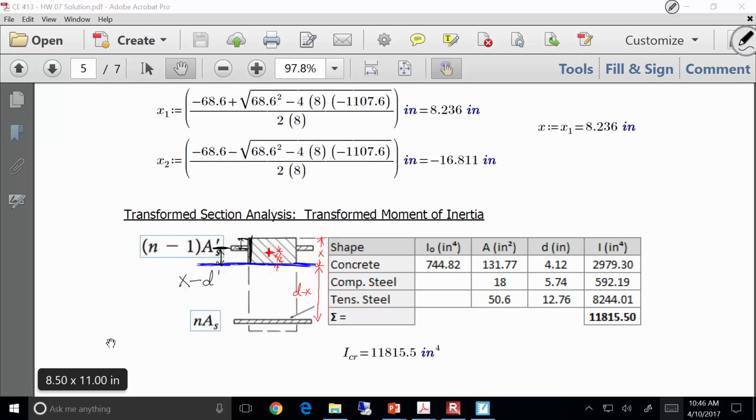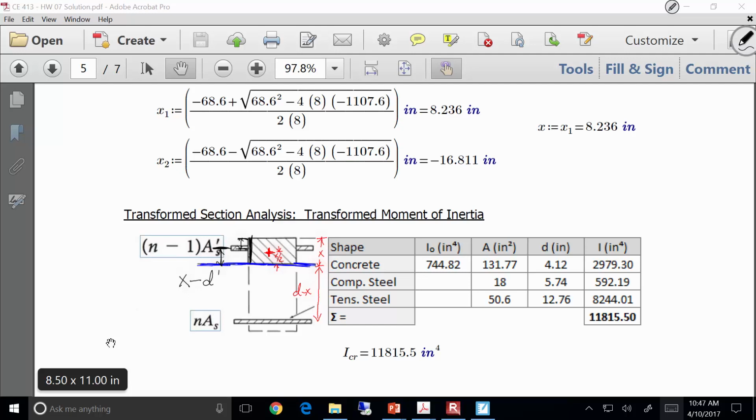What's the main overarching conceptual question that we should know? Just the main concepts. I would say if there's any one concept I want you to learn from this class, it is: concrete acts very well in compression, but very poorly in tension. There you go.